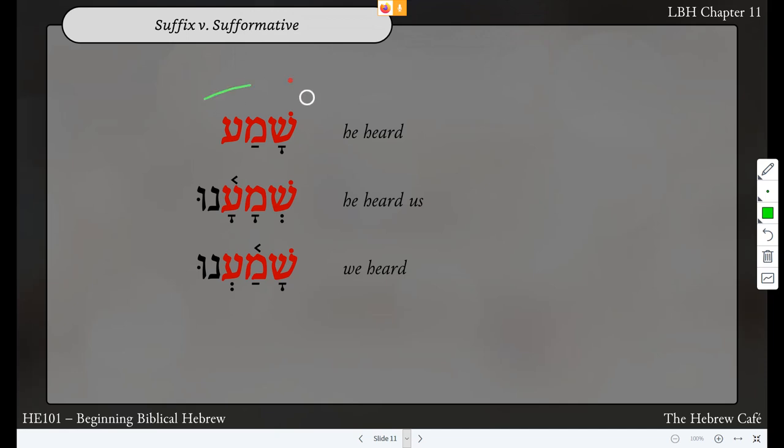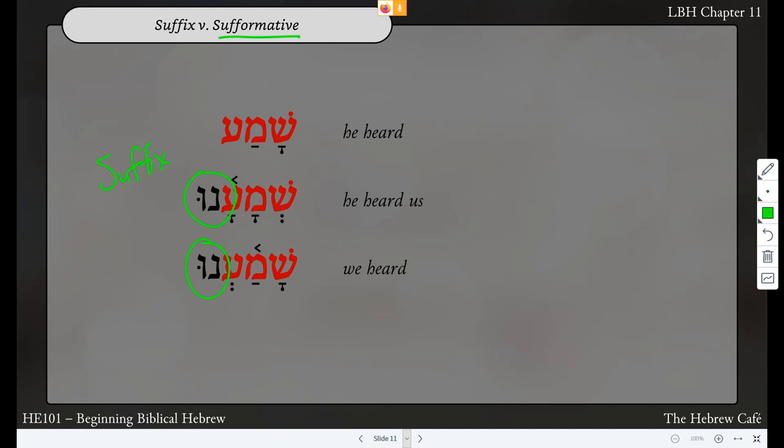Where here shama means he heard. Shamanu means we heard. The new ending here means we, shamanu. But that new ending can also mean us as an object. So shma'anu means he heard us. In the first case, it's a subformative. In this case, it's a suffix. It's a suffix because it's not part of the verb. It's actually a personal object pronoun.